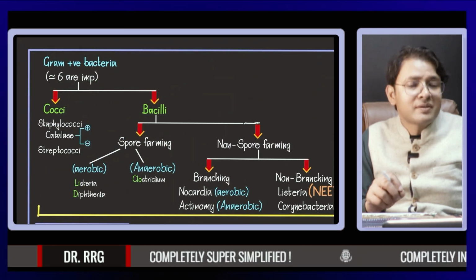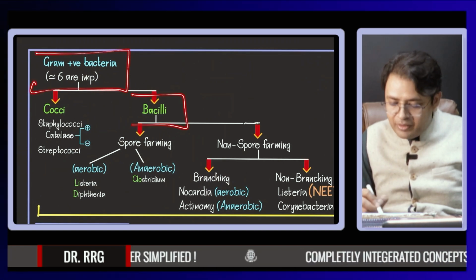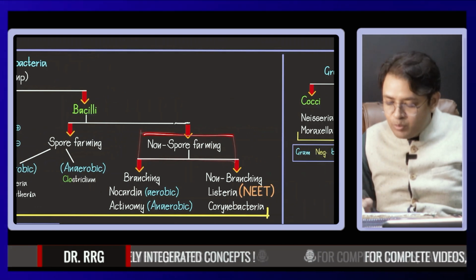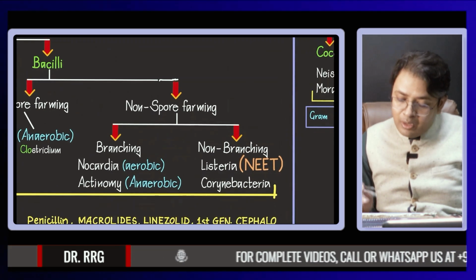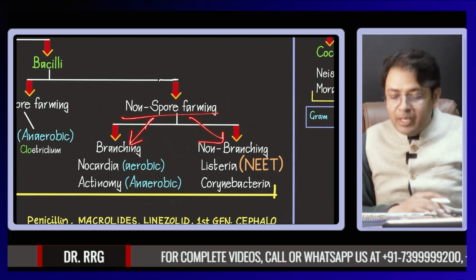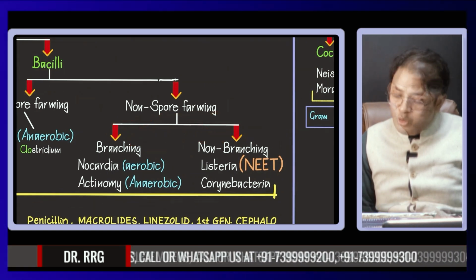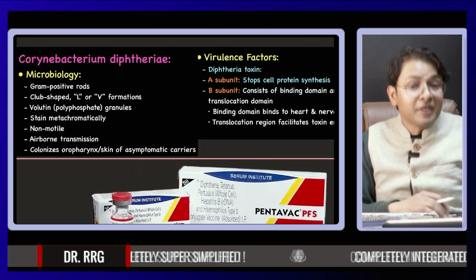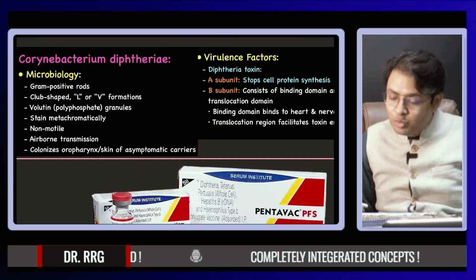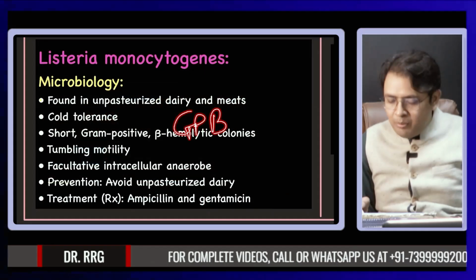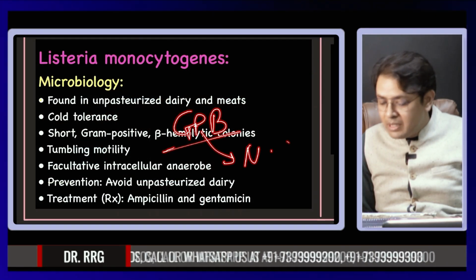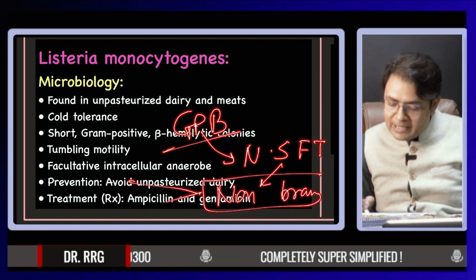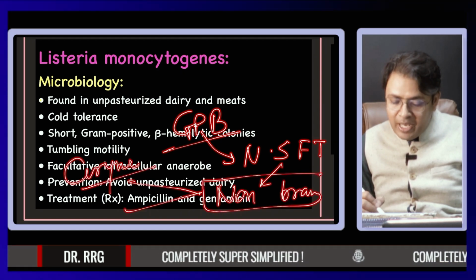We have discussed earlier that gram-positive bacilli have their presentation of spore formation and non-spore formation. In non-spore forming bacteria, we include branching pattern showing bacteria and non-branching pattern showing bacteria. In non-branching, we include Corynebacterium and Listeria. Corynebacterium diphtheriae causes diphtheria. Two examples of gram-positive bacilli with non-spore forming tendency and non-branching pattern: Corynebacterium diphtheriae and Listeria.